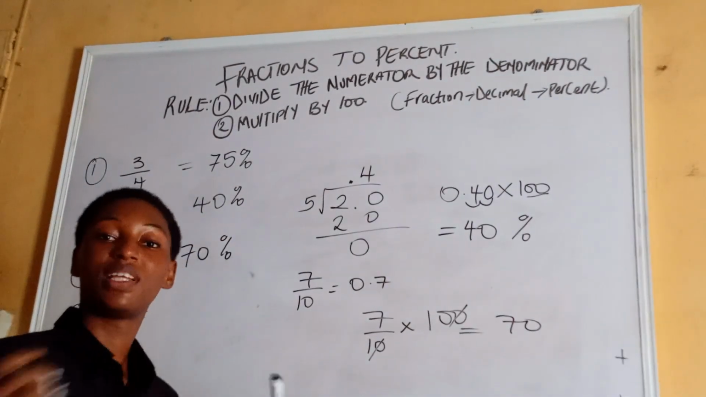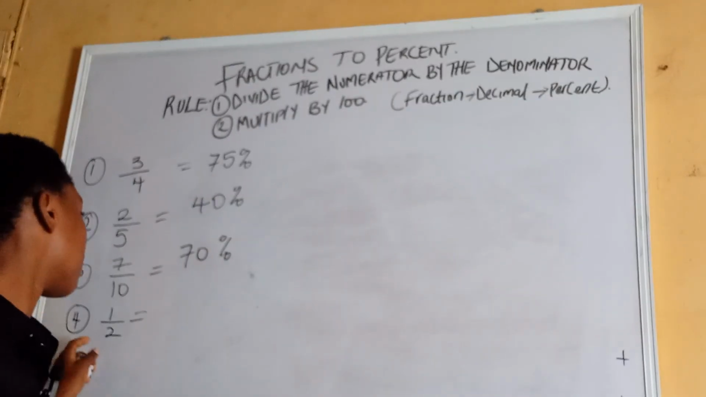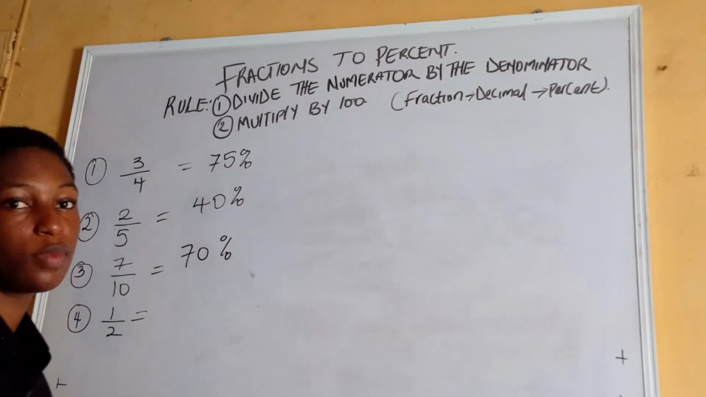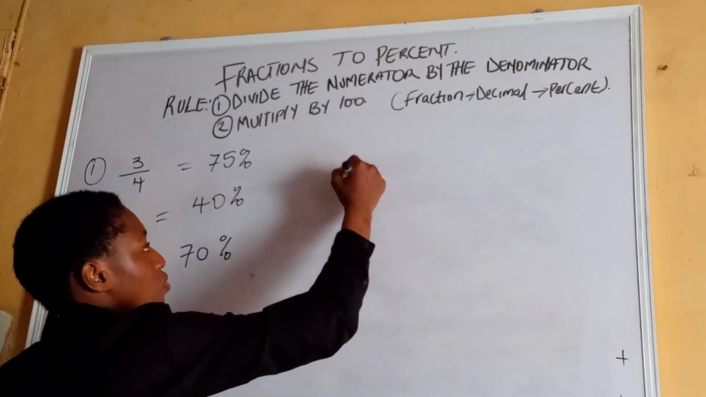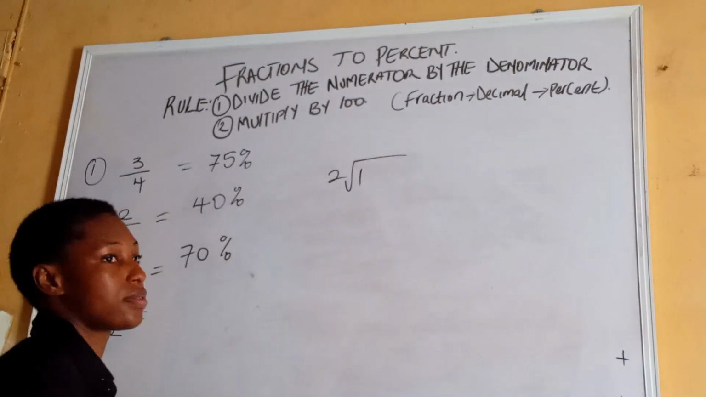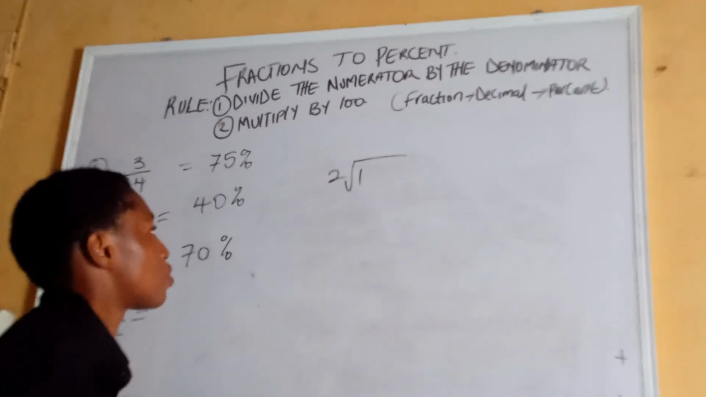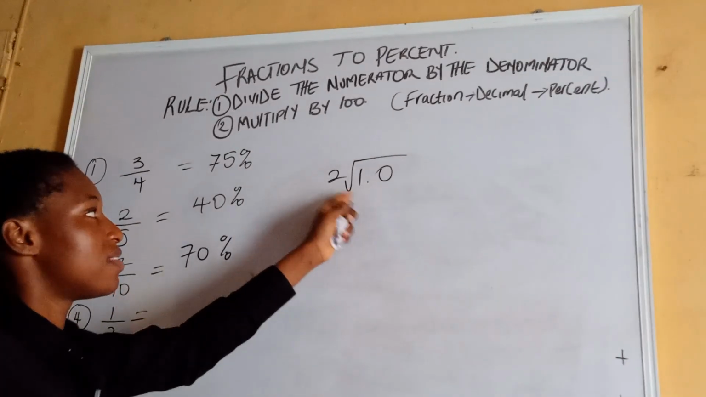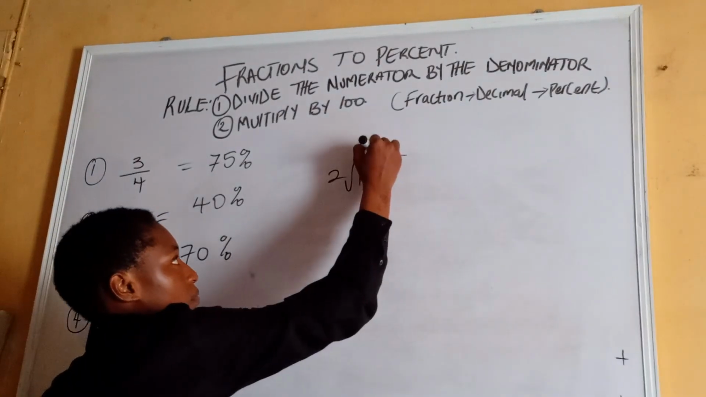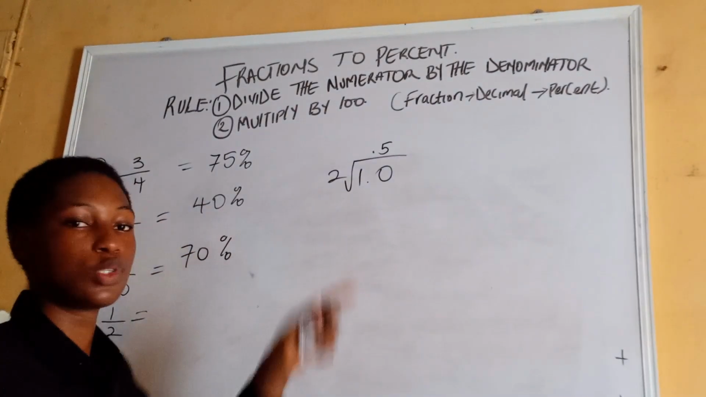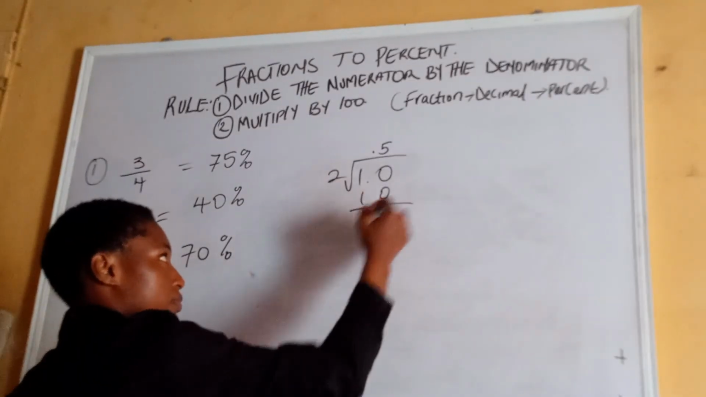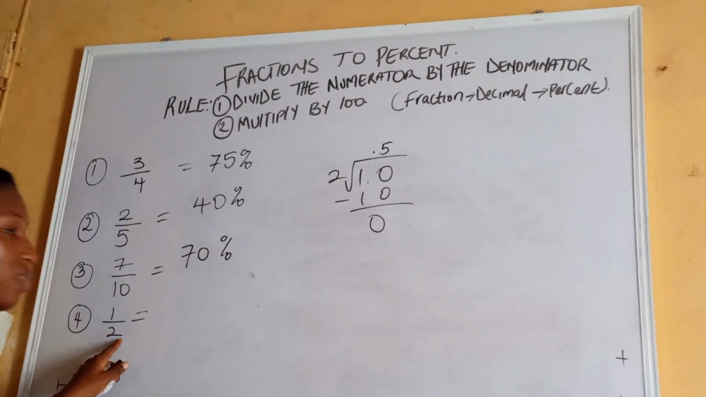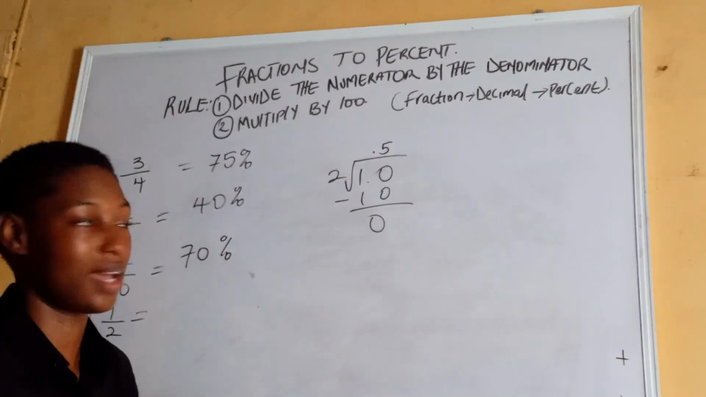Okay. For the last question. For question 4, I have 1 over 2. Now, I'm going to divide the numerator by the denominator. So I have here 1 inside, 2 outside. Now, 1 cannot divide 2. So what? I'm going to introduce decimal point. 10 divided by 2 is what? That's 5. 5 times 2 is 10. 10 minus 10, that's 0. So 1 all over 2 to decimal is 0.5.